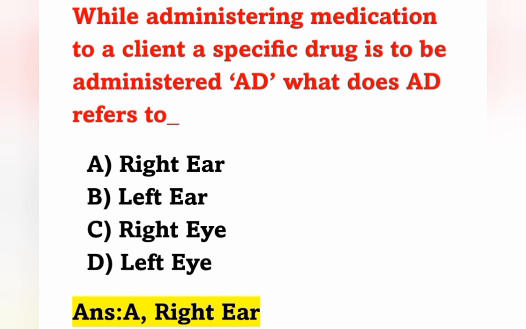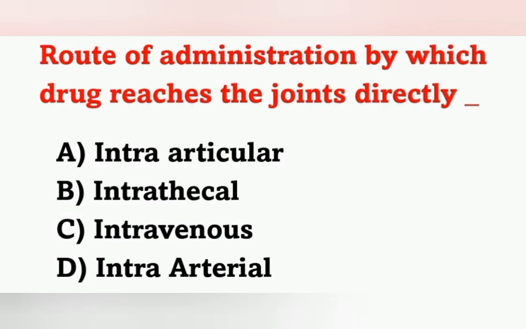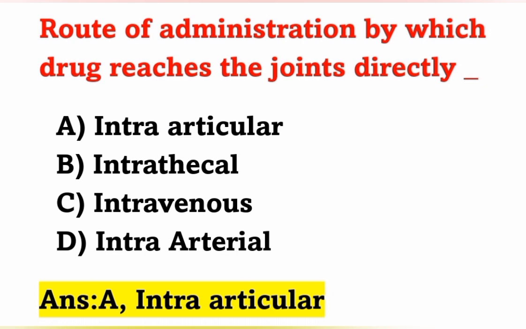Okay. The next question, route of administration by which drug reaches the joint directly is known as. Options: option A intra-articular, option B intrathecal, option C intravenous, option D intra-arterial. Injections or drugs given into the joints are known as intra-articular. Option A is the correct answer. Intravenous means into the vein. Intra-arterial means into the artery. Intrathecal means into the spinal cavity.